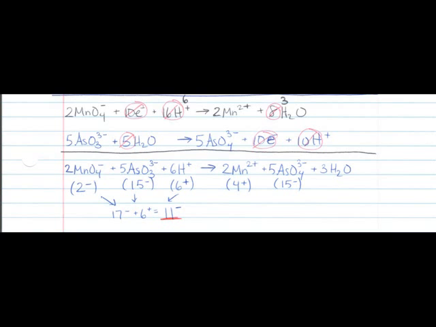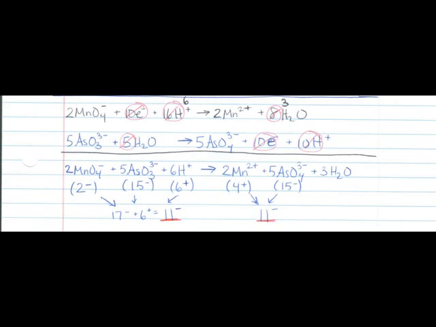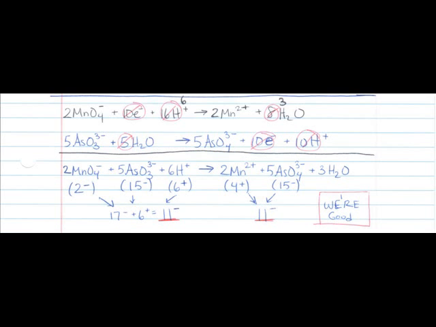You add up the charges on the reactant side, and it gives you 2 minus, 15 minus, 6 plus. You add those up, it gives you 11 minus, and then you do the same thing on the product side, and that gives you 11 minus on the product side. So 11 minus on the reactant side, 11 minus on the product side. Everything works out. We're good, because they match.